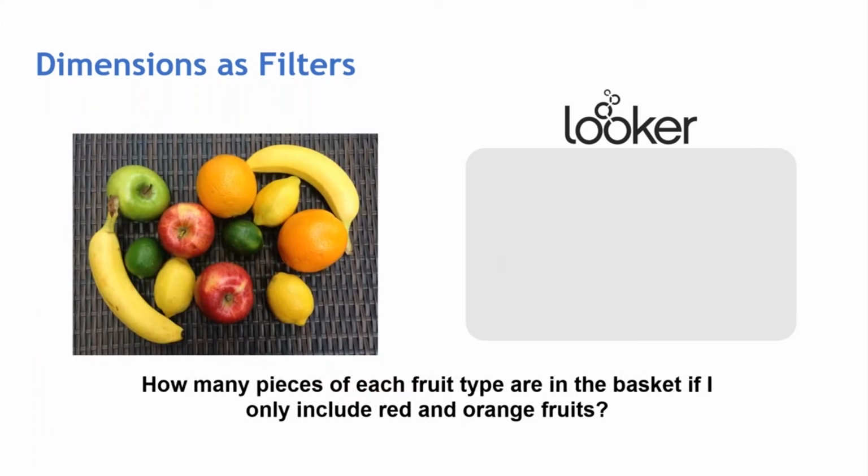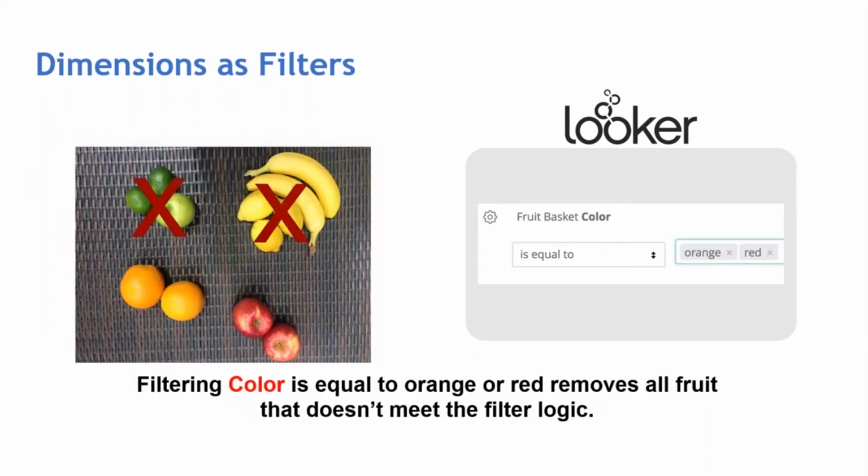Going forward, how many pieces of each fruit type are in the basket if I only include red and orange fruits? So how do we do that? In SQL we have the IN query, where we can pass multiple values to it. It is the same over here. We can use the color column as the filter, say is equal to, and pass the hard-coded values orange and red. So it will give results only where the color belongs to orange and red.